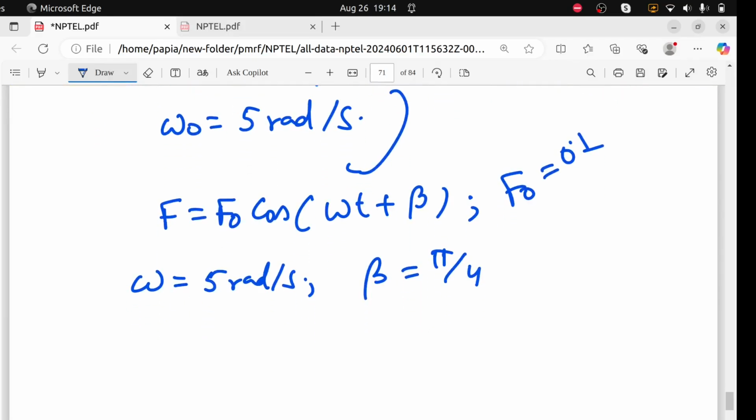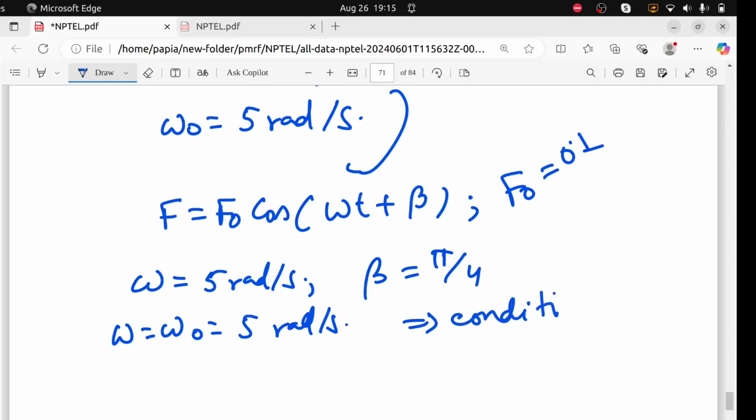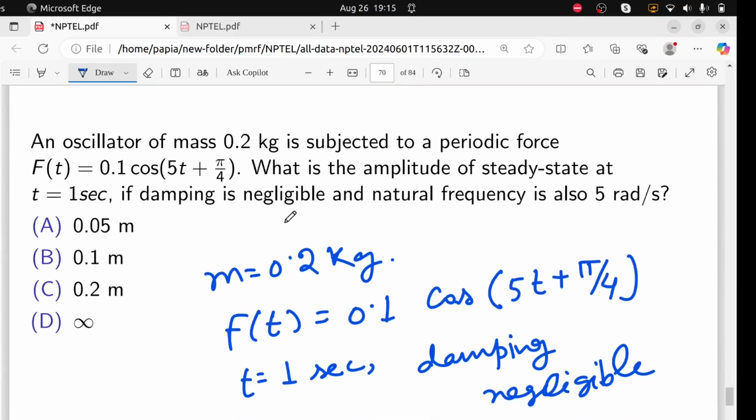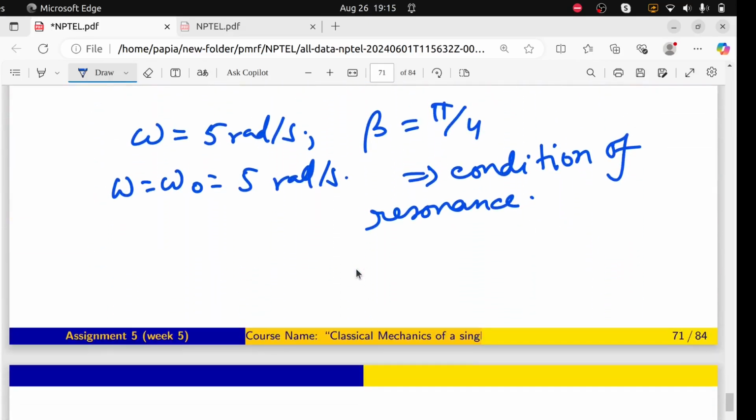Now you can see here that omega 0 is 5 radian per second. That means this is a condition of resonance. Okay, fine. Now what they are asking, damping is negligible. So that means in our calculation we will not consider damping.